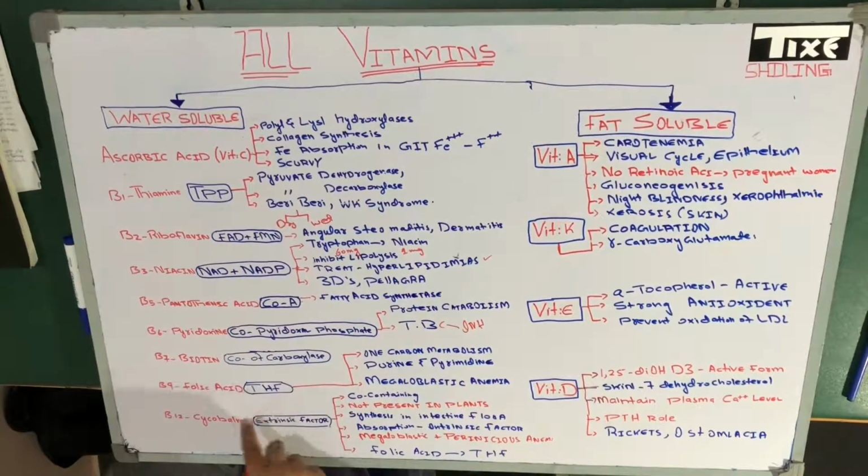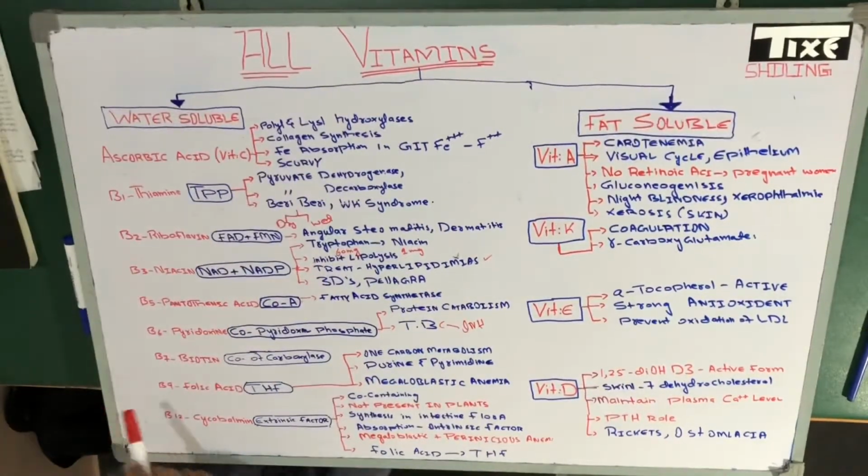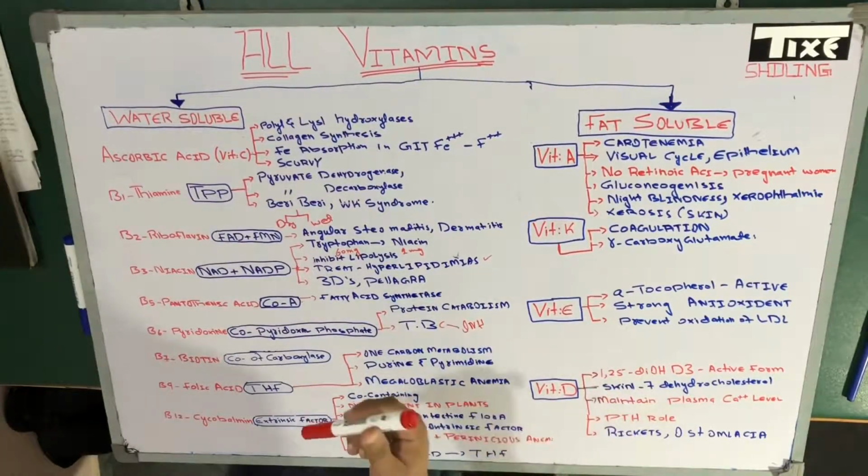So remember, tetrahydrofolate is not going to be formed from folic acid directly, because we have discussed it here. So we need ascorbic acid and cyanocobalamin to help this guy form the tetrahydrofolate, because this is going to play an important role. Because if it is deficient, we're going to get megaloblastic anemia.